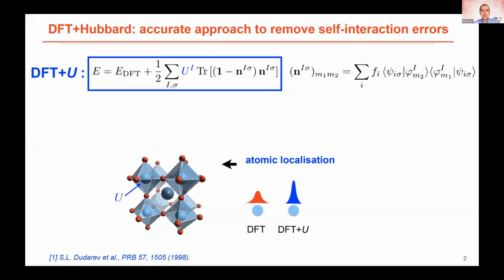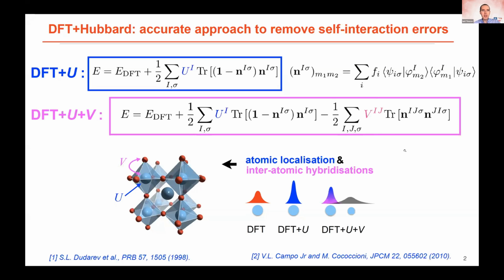We just saw this expression for the DFT+U energy functional, where the total energy is the DFT total energy plus the Hubbard U corrective term, where U is the unknown Hubbard parameter and N are the so-called occupation matrices, defined as projections of Kohn-Sham functions on the localized orbitals phi. And f are Fermi-Dirac occupations or any other type of occupations.